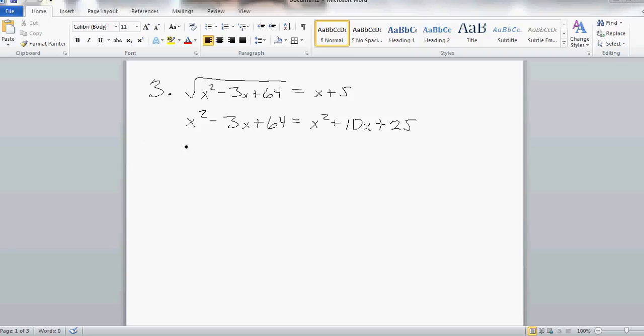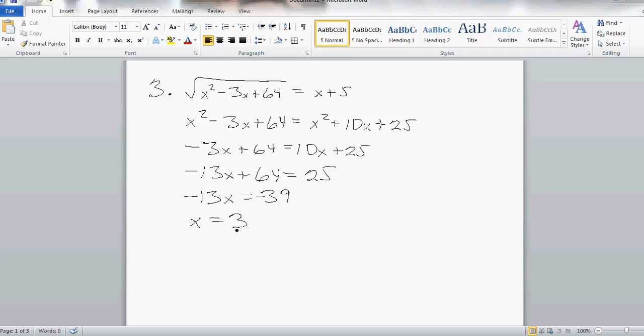Subtract x squared from both sides. Subtract 10x from both sides. Subtract 64 from both sides. And then divide both sides by negative 13 and x equals 3.